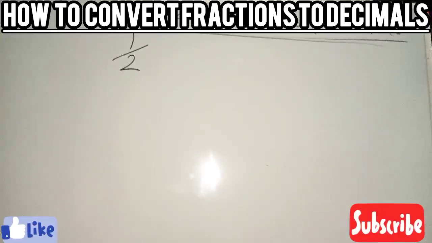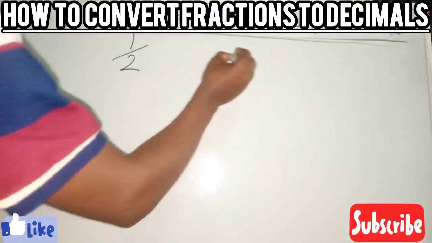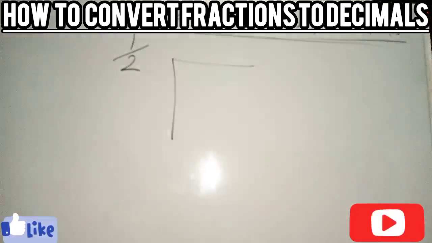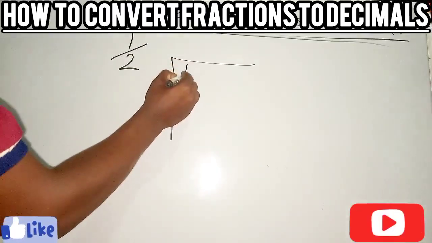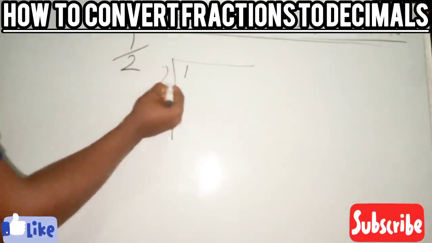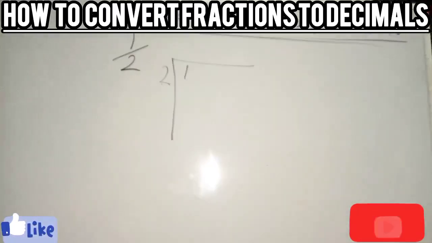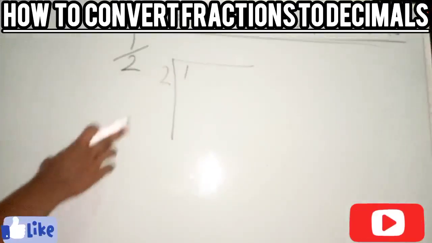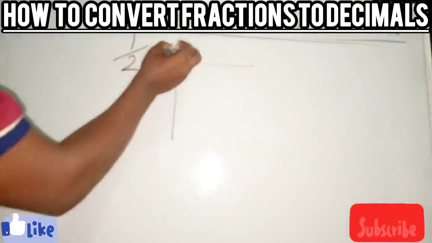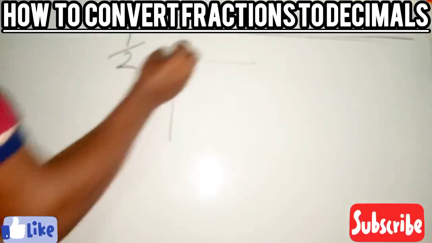What you do is to bring your long division table. Okay, so you have your long division table here. Your numerator is going to be inside the table, while the denominator is going to be outside here. So you ask yourself, can 2 go into 1 without a remainder? No, 2 cannot go into 1 because 2 is bigger than 1. So what do you do? You bring your point 0 at the top.